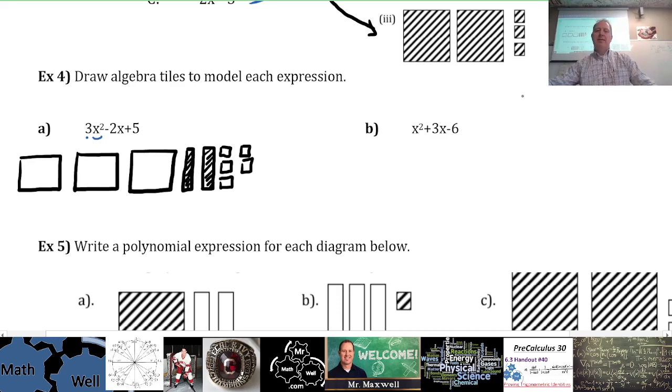All right. That one should be 1 large square for the x squared. 3 rectangles. Again, these are all positive, so I'm not going to shade any of them in, right? And then I'm going to have 1, 2, 3, 4, 5, 6 little squares. And it's a minus 6, so guess what? All those should be shaded in. Okay?